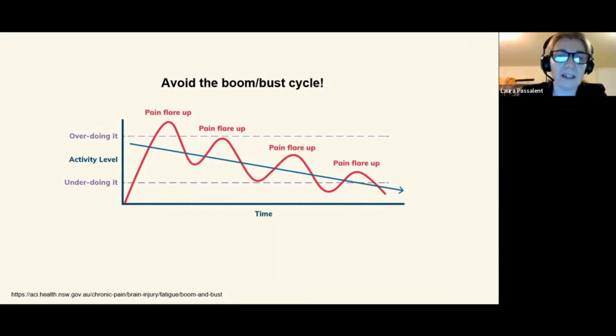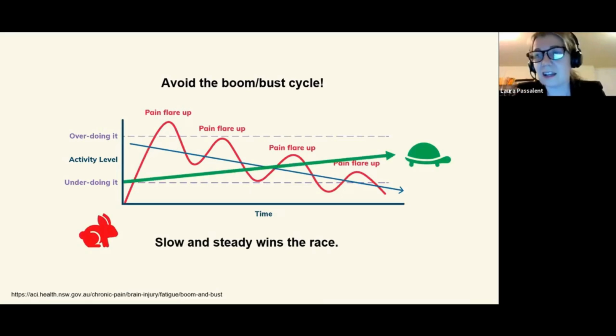Because what ends up happening is you overdo it, you end up getting pain, you flare, and then you drop your level of activity. Then you try and do it again, and again, you're dropping your level of activity so that overall, your overall level of activity is declining. Instead, slow and steady wins the race. So you really need to focus on gradually introducing some form of physical activity into your day-to-day routine if you really want to have success in maintaining this and keeping it consistent over time.